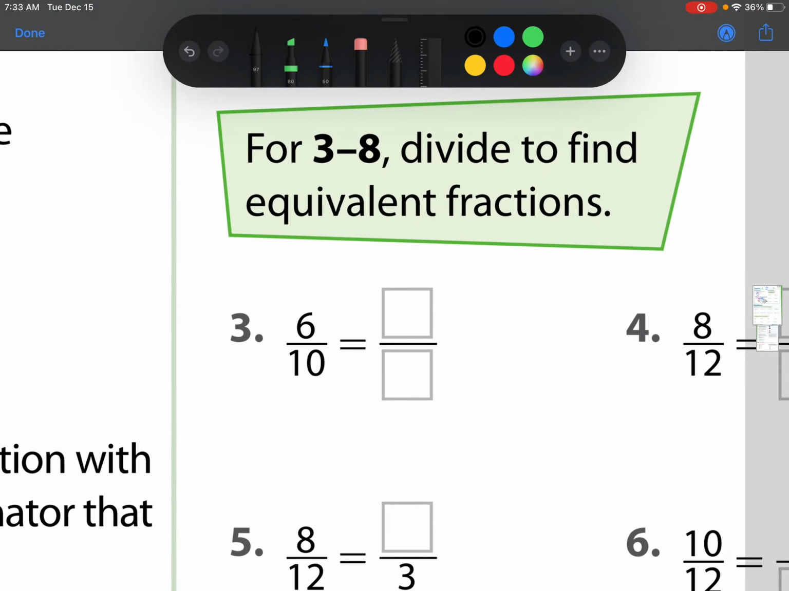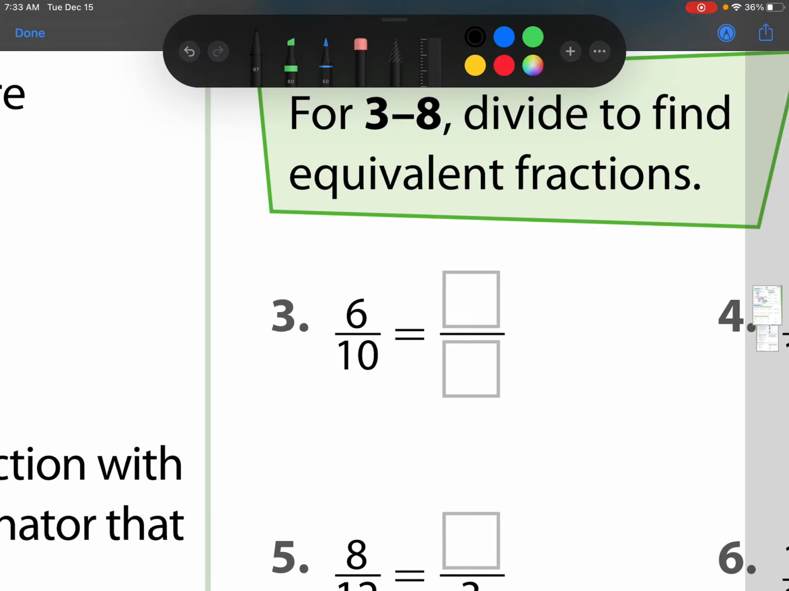Again, this is why we need to know those rules of divisibility, because it's going to make it super fast. Here, I notice 6 is an even number and 10 is an even number. So whatever I do to the top, I divide by 2, I have to do to the bottom, I divide by 2. 6 divided by 2 is 3. 10 divided by 2 is 5. Now let's head to number 4.